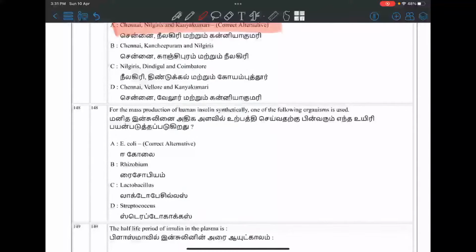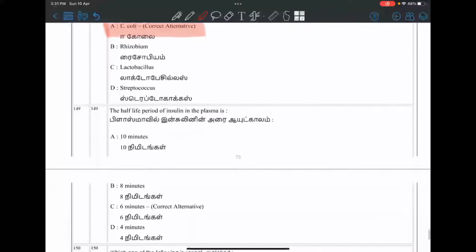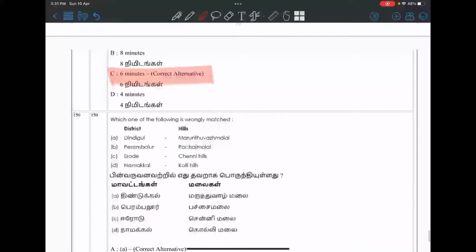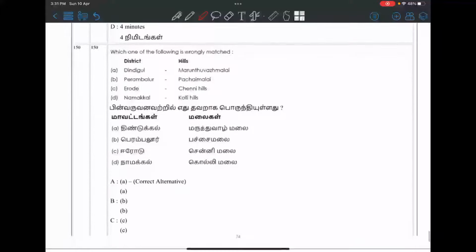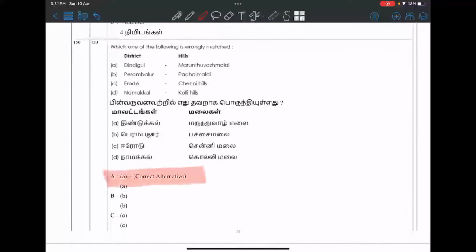For the mass production of synthetic human insulin, the organism used is E. coli. The half-life of insulin in plasma is 6 minutes. Which one of the following is wrongly matched? The answer is option A. Dindigul is wrongly matched.